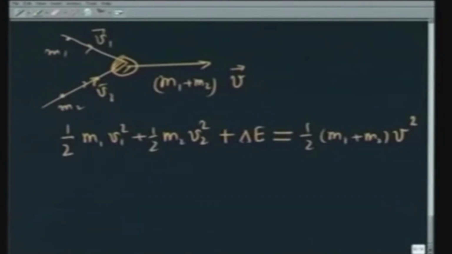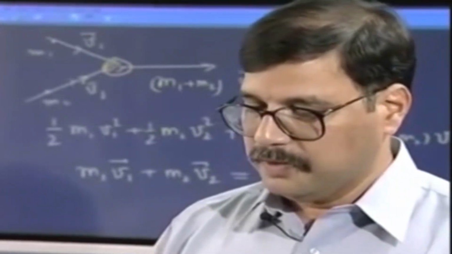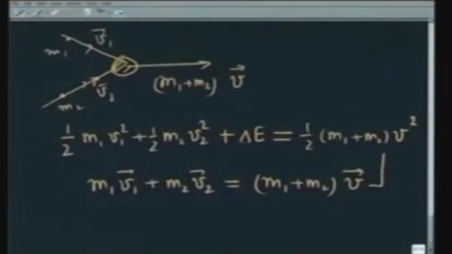And the momentum conservation tells me that m1 v1 plus m2 v2 must be equal to (m1 plus m2) v. Let us see, by using these two conservation principles, what can I learn about the motion or the restrictions on the motion. From this equation I am going to substitute here.